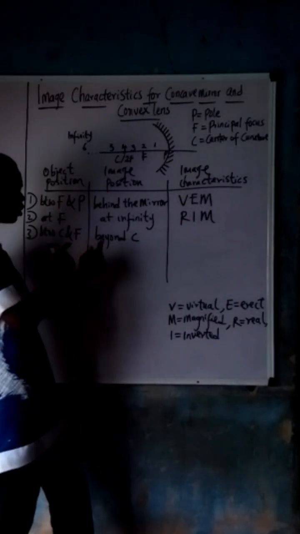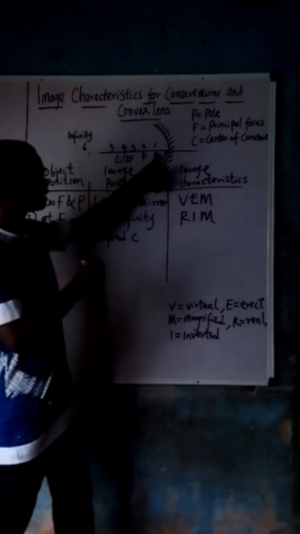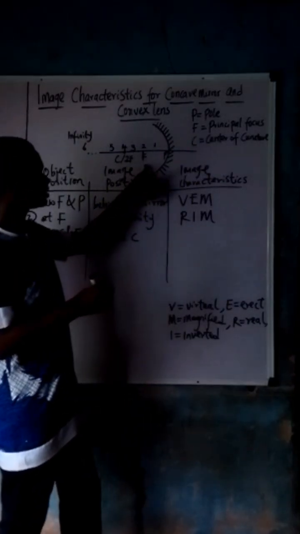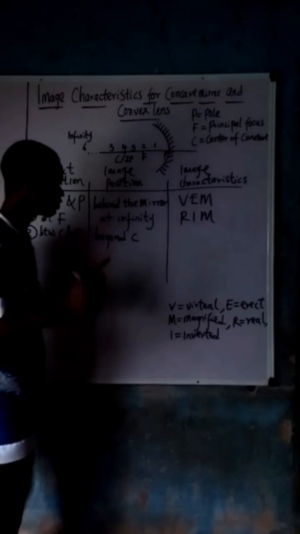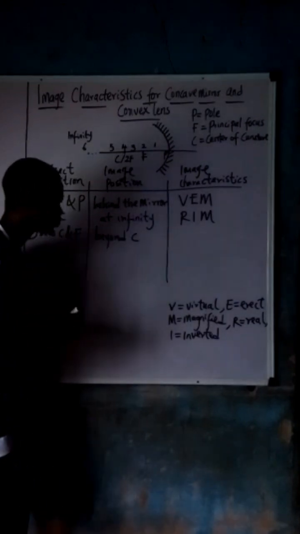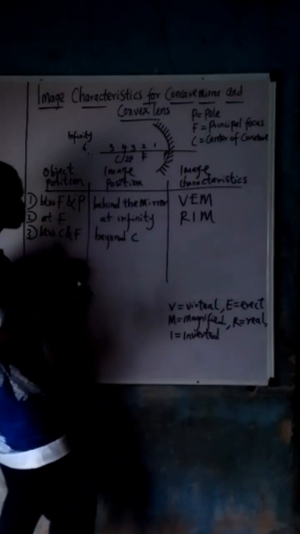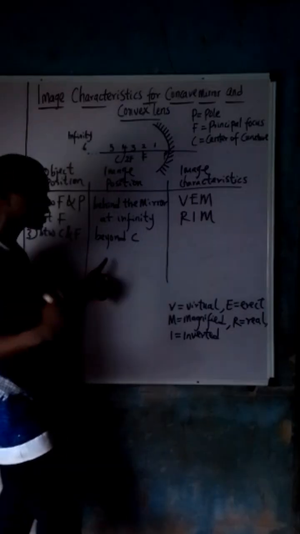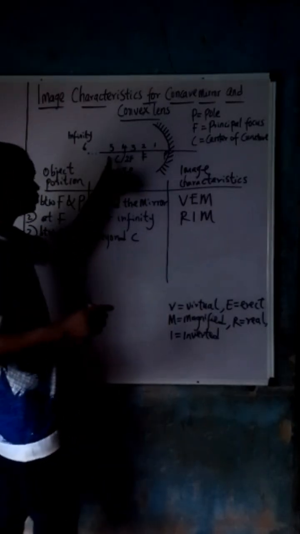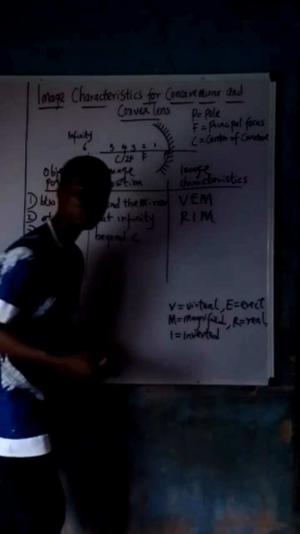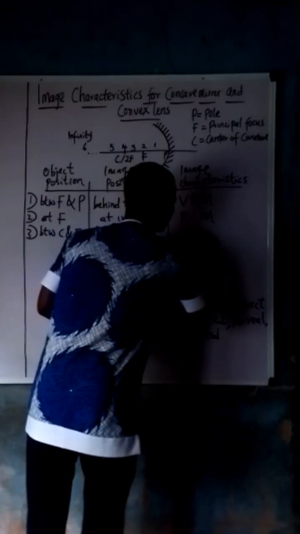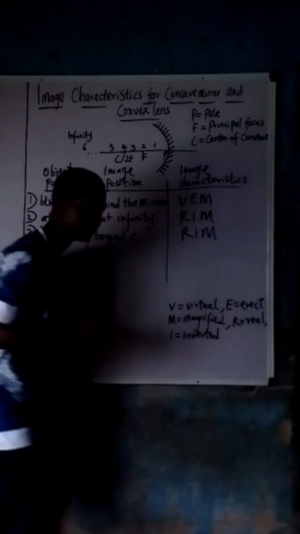observe something. An object was placed here, the image was formed behind the mirror. An object was placed here, the image was formed at infinity. Just keep observing the trend. I will draw it when I'm done. Now, when an object is positioned between C and F, we agree that the image will be formed beyond C. That means beyond this point. And then how will the image look? It will be re-inverted and magnified.